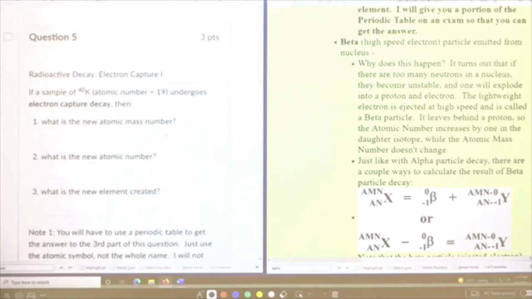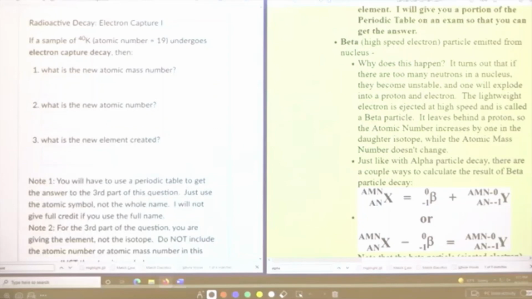The next question is radioactive decay, in this case, electron capture. Okay? So now we're starting with potassium-40. Oh, and by the way, the reason that I chose these particular isotopes is that these isotopes actually go through these particular types of radioactive decay. Potassium-40 actually does go through electron capture.